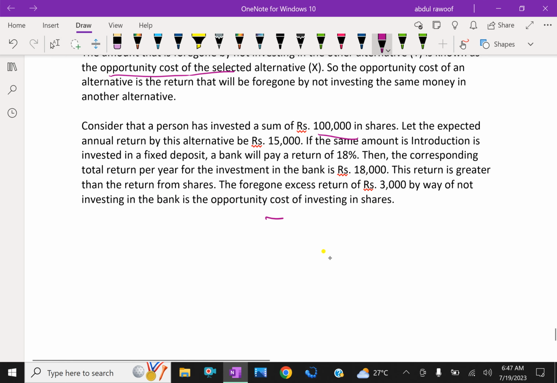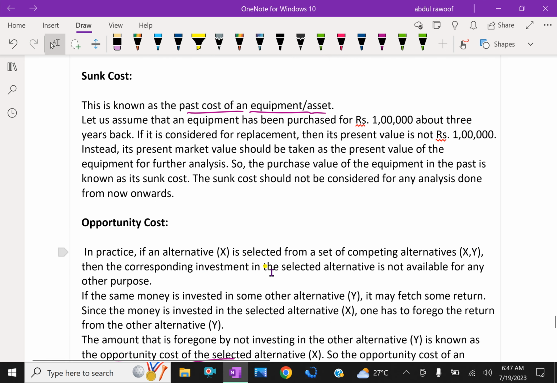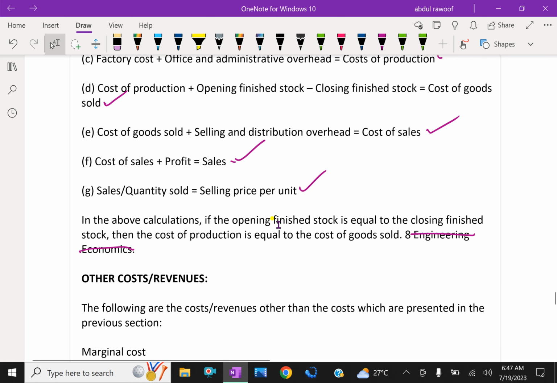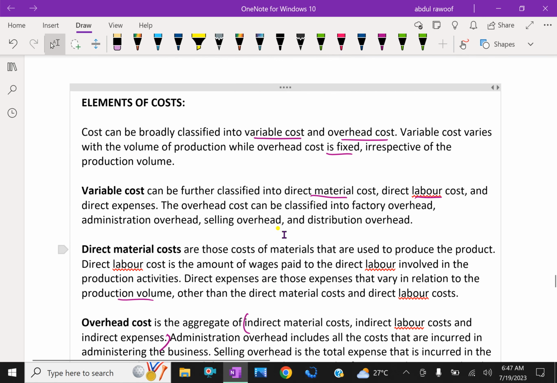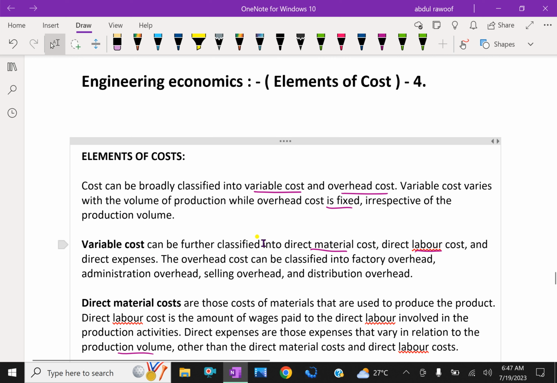So far we discussed the different costs, that is, the elements of cost in engineering economics.